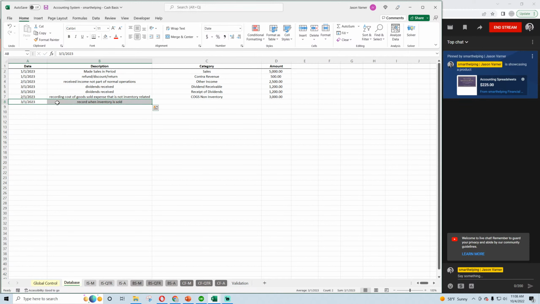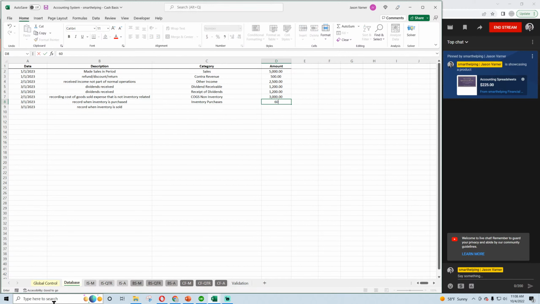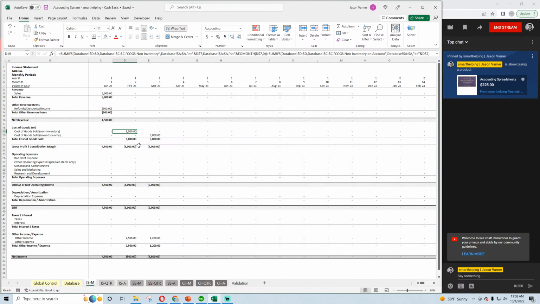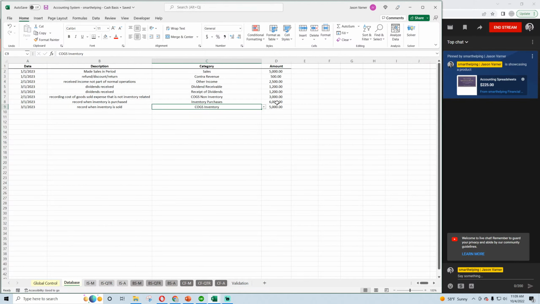Oh, and we also have to put record when inventory is purchased. So here we can say inventory purchases, not on account, say 6,000. Let's say we sell 5,000 of it here. So on cash basis, the income statement's getting hit with the inventory purchases here, or the cost of goods sold. The balance sheet inventory is 1,000 because we bought 6 and sold 5.